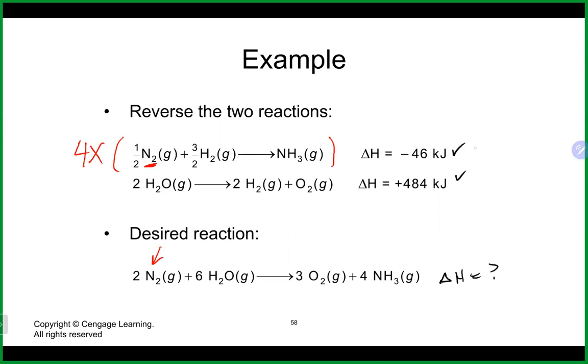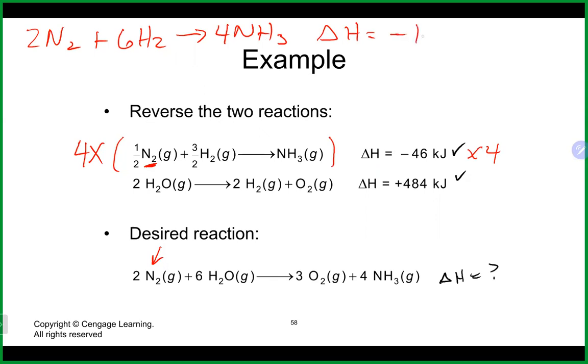When I do that, I'm also going to have to multiply my delta H value by 4 as well. So we're going to multiply everybody by 4. That would give me 2 of the N2 plus 12 divided by 2 is 6 H2 goes to 4 of the NH3. And now my new delta H value is going to be minus 46 times 4, and that's going to give me minus 184 kilojoules. Any questions on that so far?